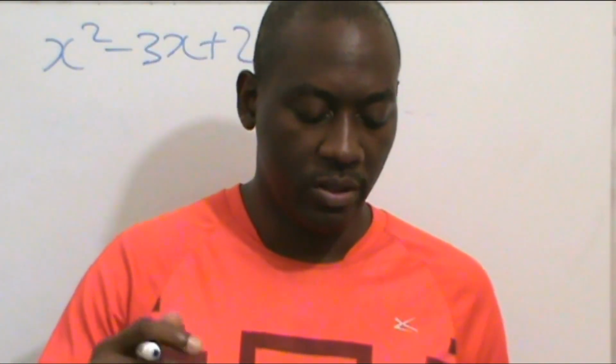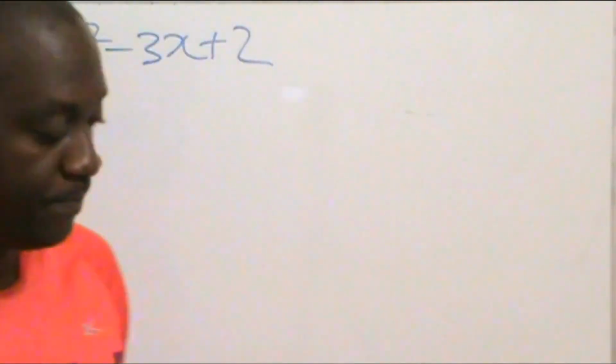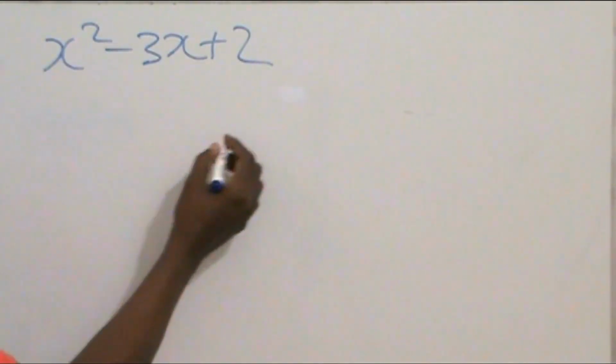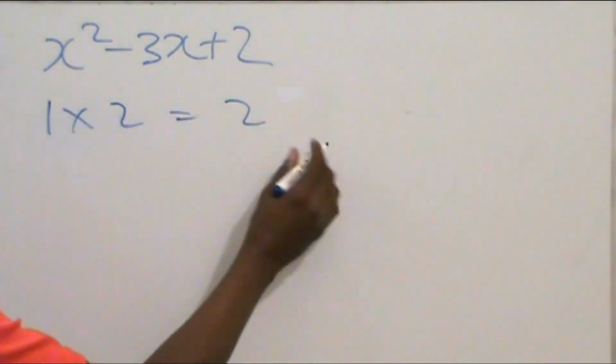First step is to consider the general form of the quadratic, ax squared plus bx plus c. In this case, a is equal to 1, b is equal to minus 3, and c is equal to 2. So you multiply a by c. In this case, you multiply 1 by 2, which is equal to 2. Now, you're looking to factorize 2, which is where the work really comes in in this particular type of factorization.